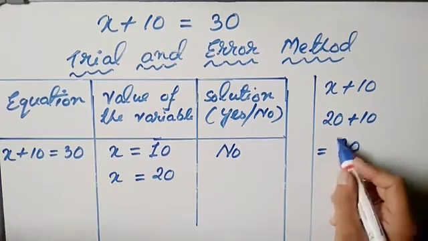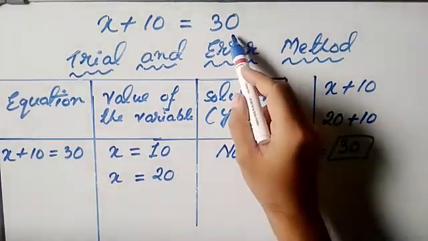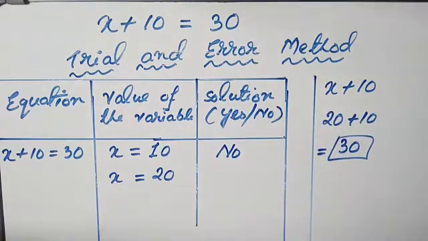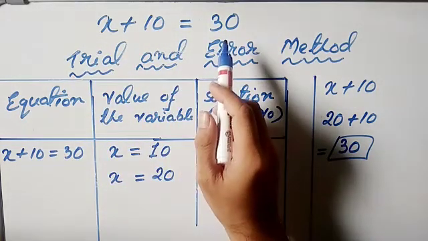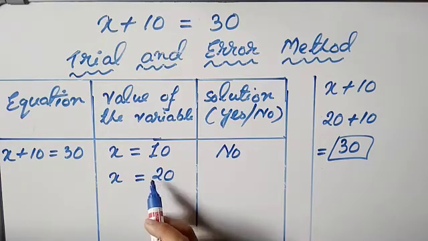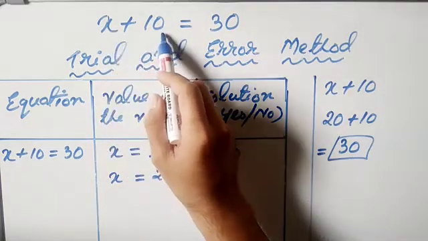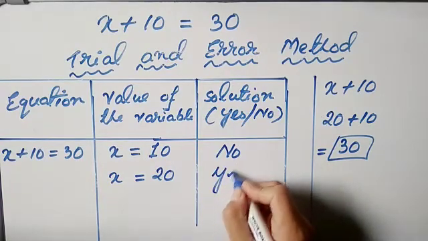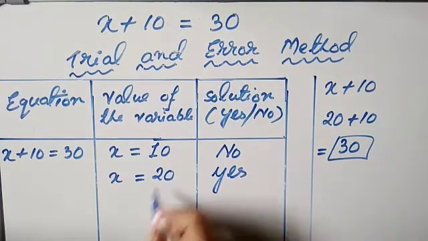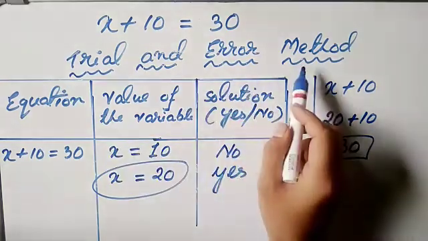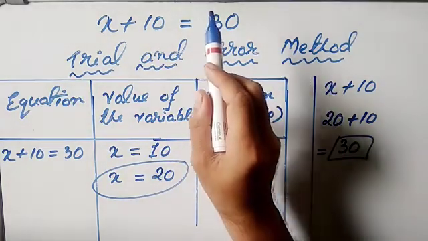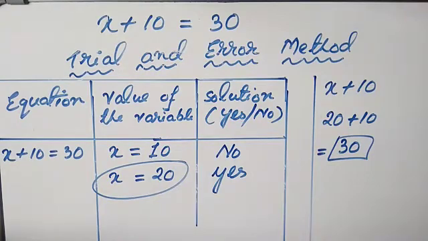So the value on the left hand side is 30 and the value on the right hand side is also 30. That means the value x equals 20 satisfies the given equation. So x equals 20 is the solution of the equation x plus 10 equals 30. So here we have to write yes, and the answer will be, the solution of the equation will be x equals 20. Understand, student? So this is how we use the trial and error method to find the solution of the given equation. Okay, let's try another equation.